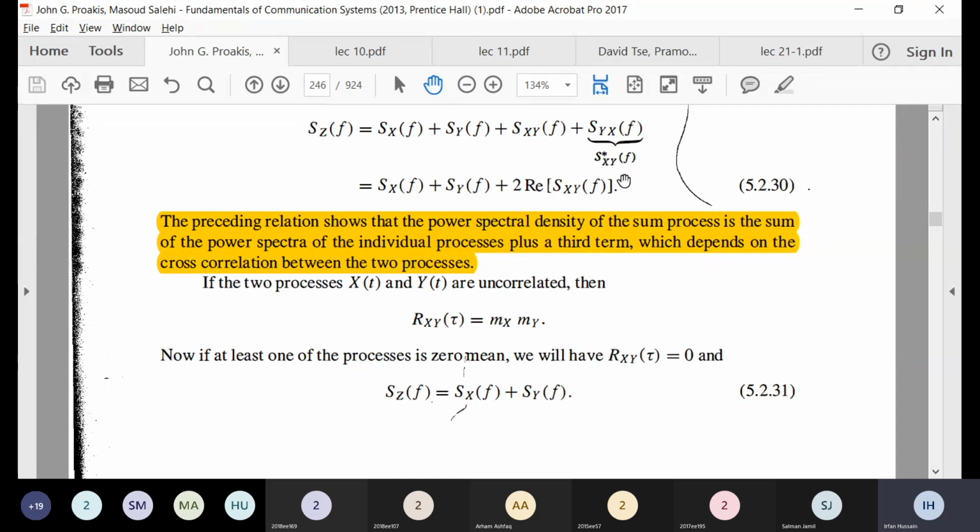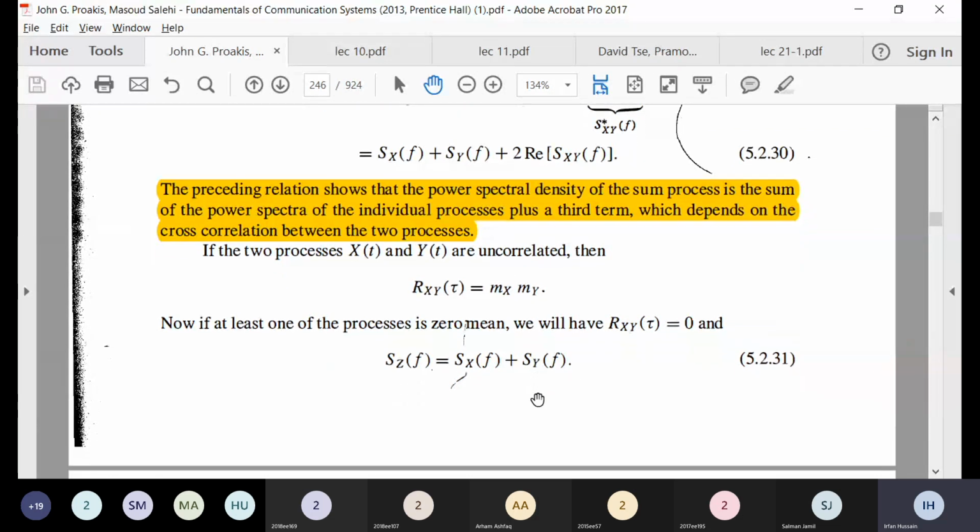If r of xy is 0, then you definitely know that S of xy will be 0, because S of xy is the Fourier transform of r of xy. If the signal is 0, what will the Fourier transform be? It will also be 0. Hence, the PSD of a sum process, provided the individual processes being summed are uncorrelated, is just equal to the sum of the individual PSDs.